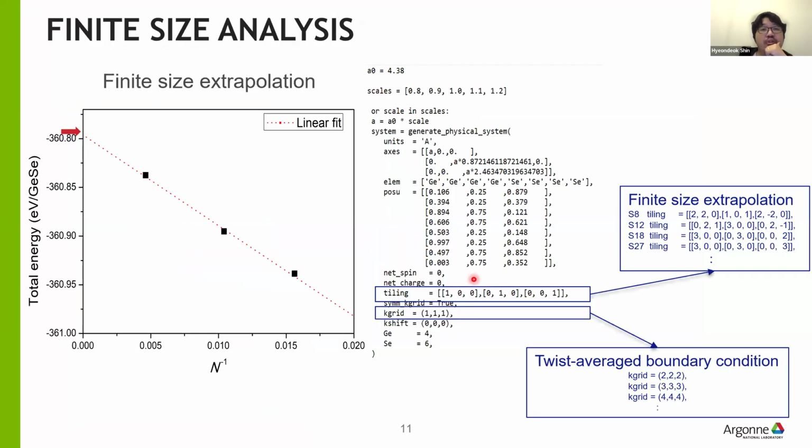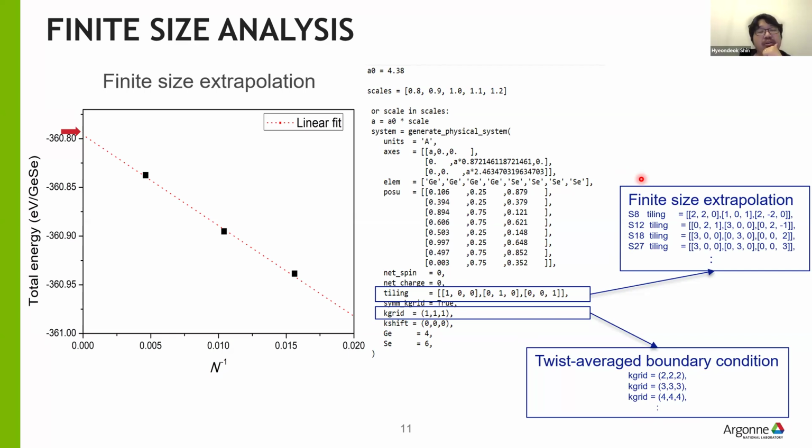But we need to make sure we deal with the finite-size analysis to minimize the well-known finite-size effect in QMC algorithms. First, to minimize the one-body finite-size effect, we need to do twist averaging with a large enough number of twists, and we also need to increase the size of the cells to obtain the total energies at different sizes of cells.